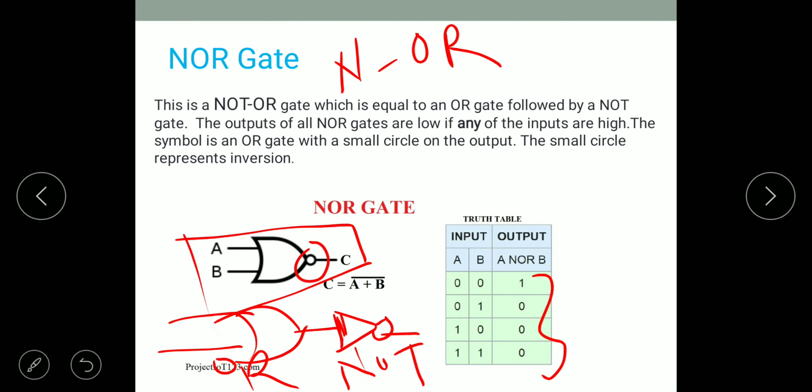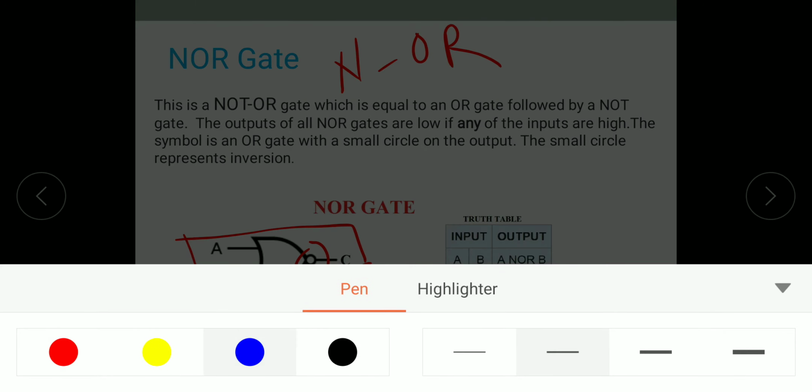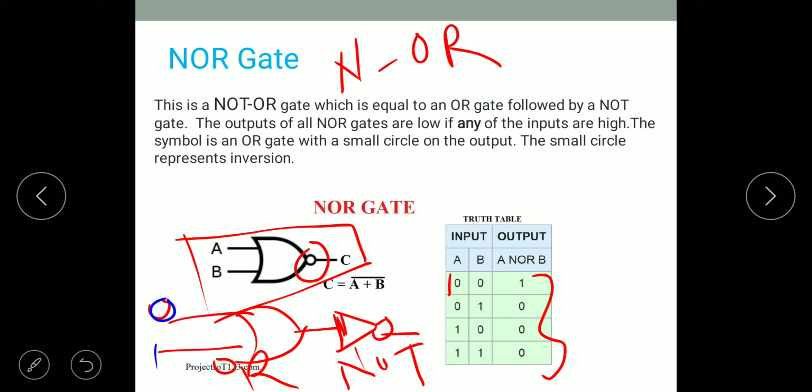If we take the first combination, that is 0 and 0: for the OR gate, 0 plus 0 is 0, so the output is 0. But if we pass that 0 through the NOT gate, then we get the output 1. Then for 0 and 1, the second combination, 0 plus 1 is 1. But if we pass that 1 through the NOT gate, the output will be 0.